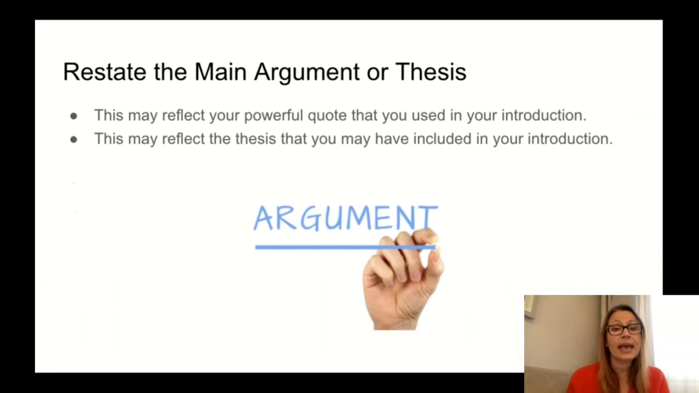If it's relevant, again, restate the main argument or thesis. You may have used a powerful quote in your introduction that you want to almost come full circle with and refer back to that again. That's a really good way of writing if you have used a quote at the beginning, and it may reflect your thesis that you include in the introduction if you use one.